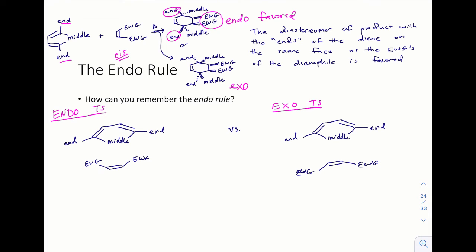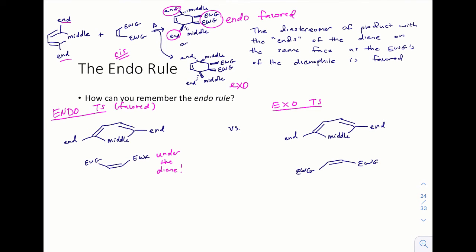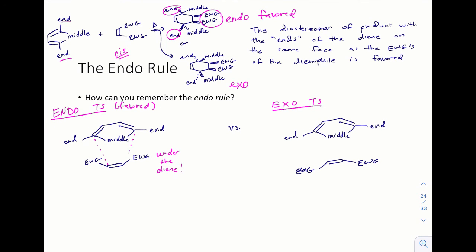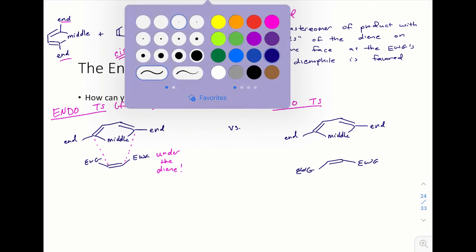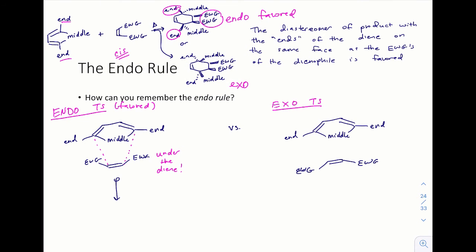So in the endo transition state, which is favored, the electron withdrawing groups are actually underneath in the transition state. And you might say, oh, that seems kind of weird that the electron withdrawing groups would be under the diene in the middle of that transition state. Yes, this has to do with solvation effects. This transition state can be more easily solvated, and most chemists think that is the reason why this transition state is lower energy.